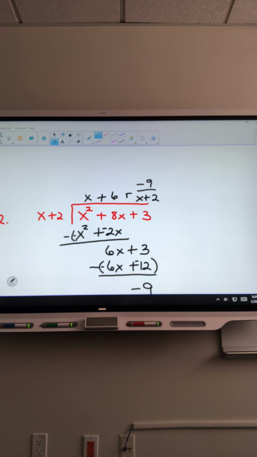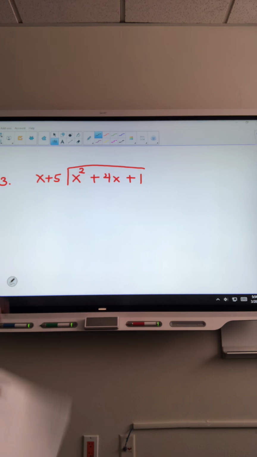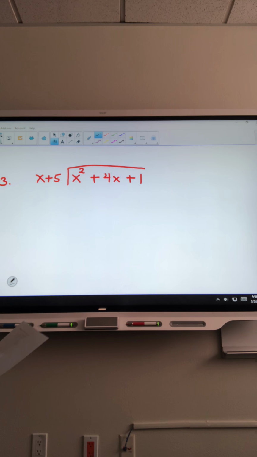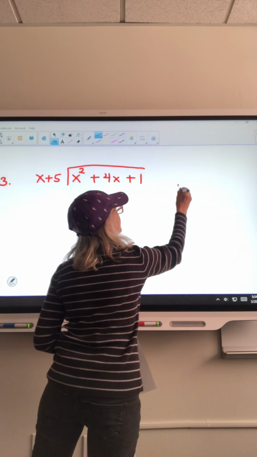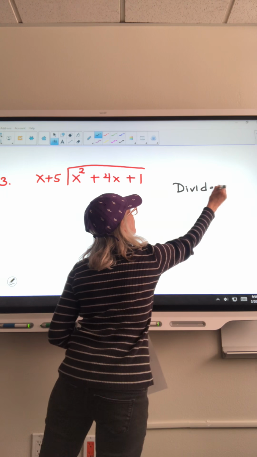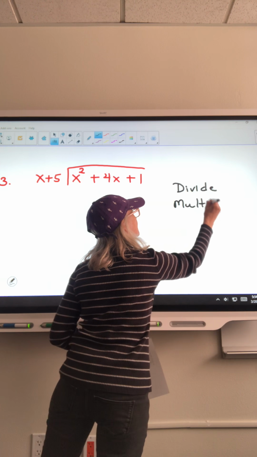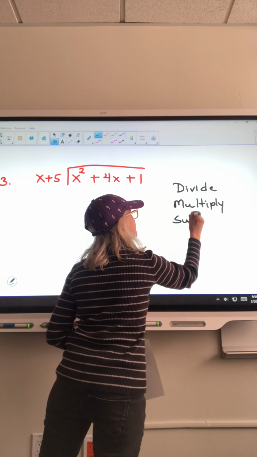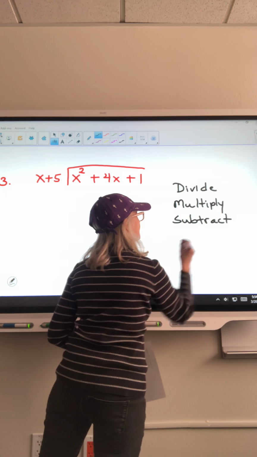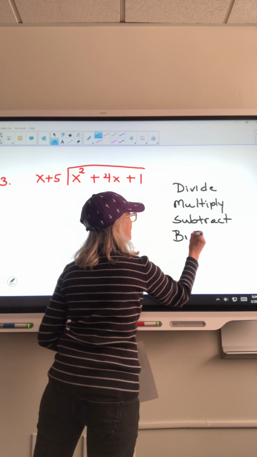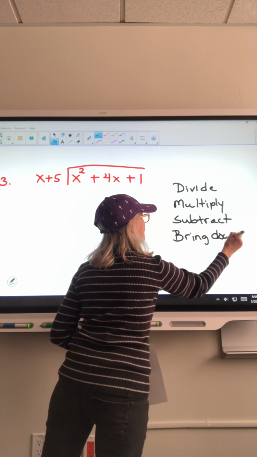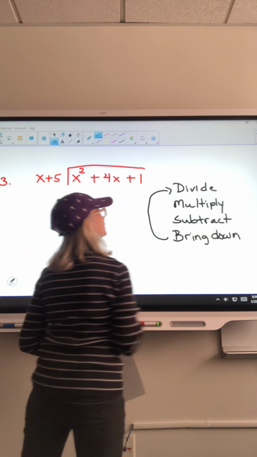Okay, so we're ready for example 3. So example 3, again, my steps are divide, multiply, subtract, and bring down, and then you start all over again.